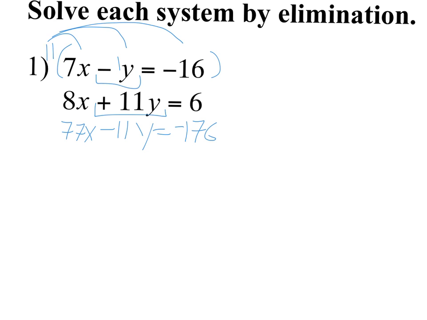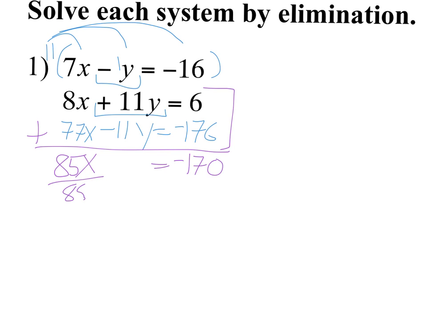Now if I were to add these 2 equations together, so we're talking about these two. 8x plus 77x is 85x. 11y minus 11y is 0, that's nice. And then 6 plus negative 176 is negative 170.